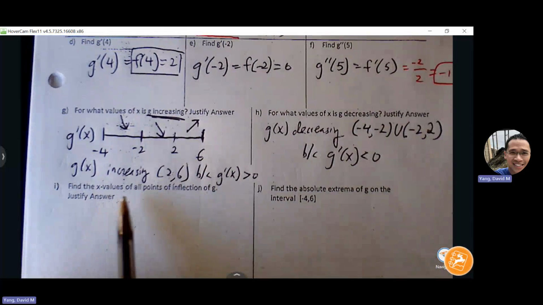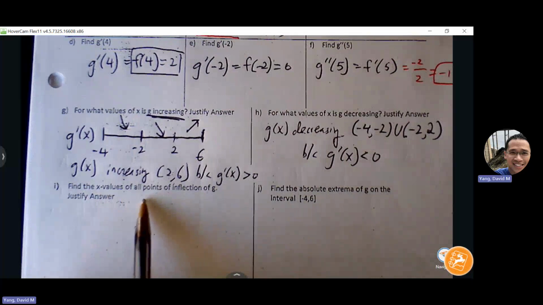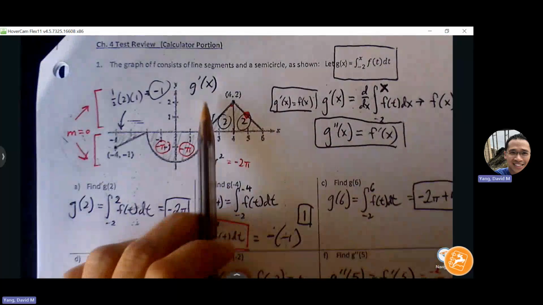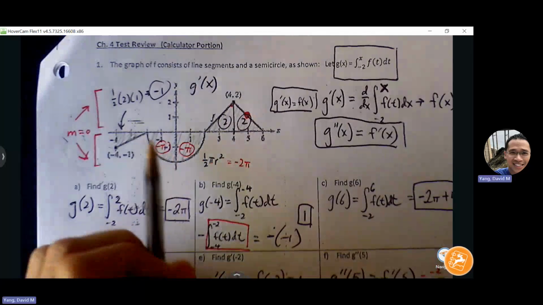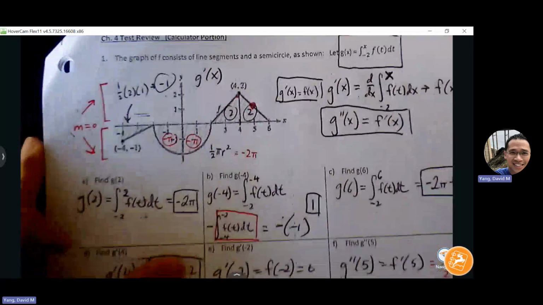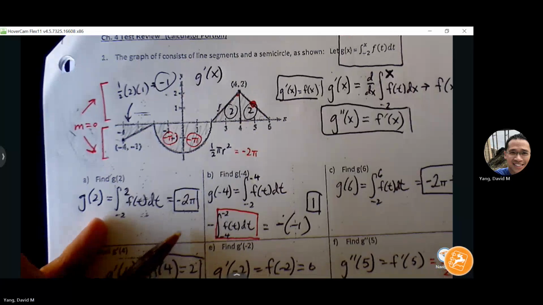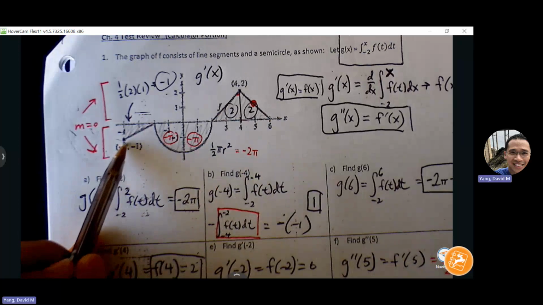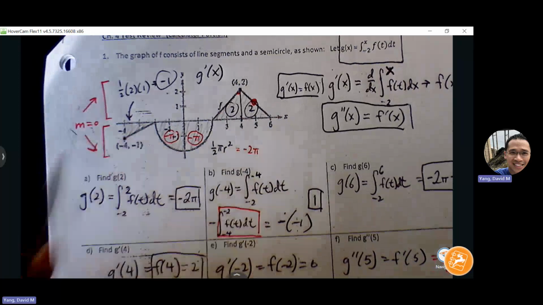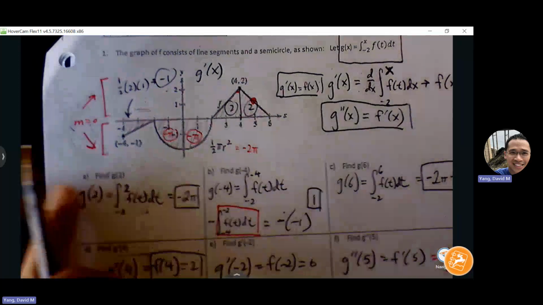Okay, now part I, find the x values of the points of inflection. So how do I find points of inflection if we're looking at a G prime graph? Max and mins, right? So tell me where the max and mins are. Where do you see the relative max and relative mins on the graph? No, -4 is not. We're looking for hills and valleys, peaks and valleys.